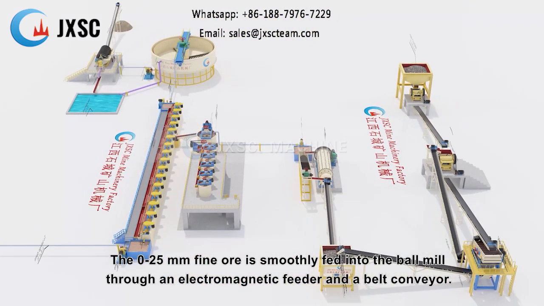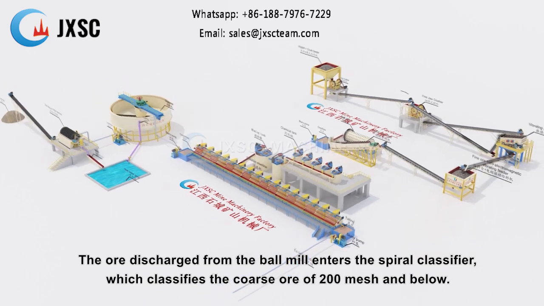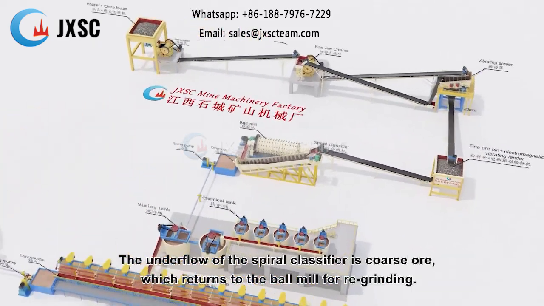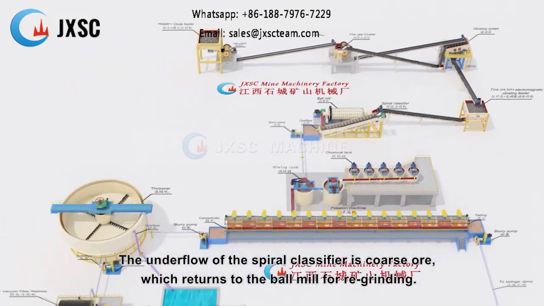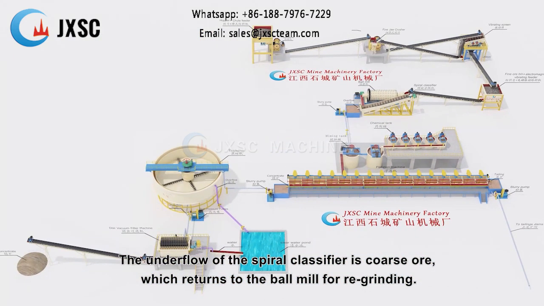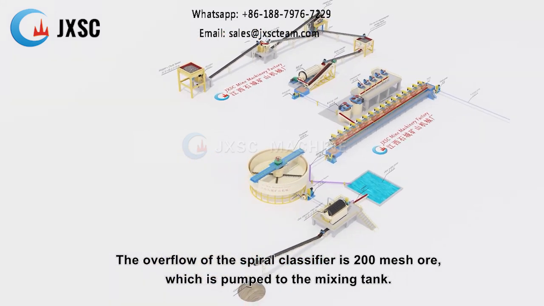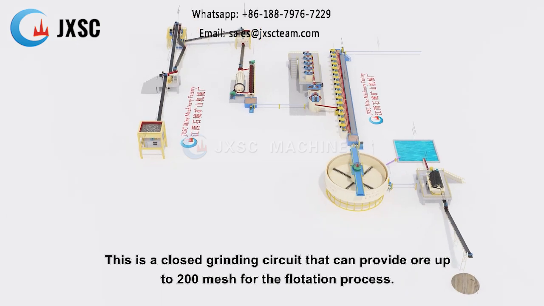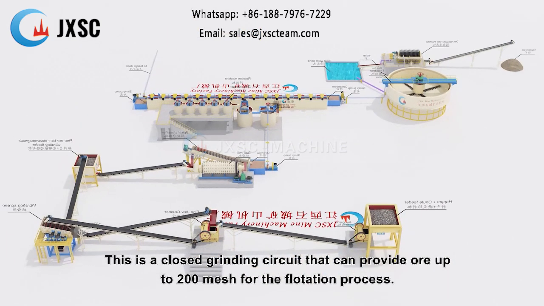belt conveyor. The ore discharged from the ball mill enters the spiral classifier, which classifies the coarse ore of 200 mesh and below. The underflow of the spiral classifier is coarse ore, which returns to the ball mill for regrinding. The overflow of the spiral classifier is 200 mesh ore, which is pumped to the mixing tank. This is a closed grinding circuit that can provide ore up to 200 mesh for the flotation process.